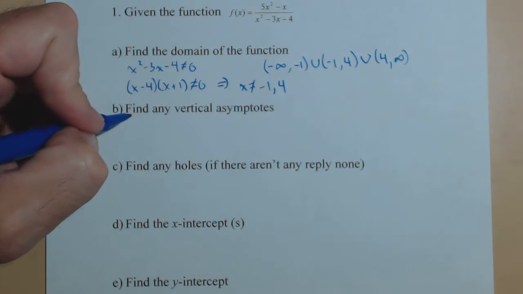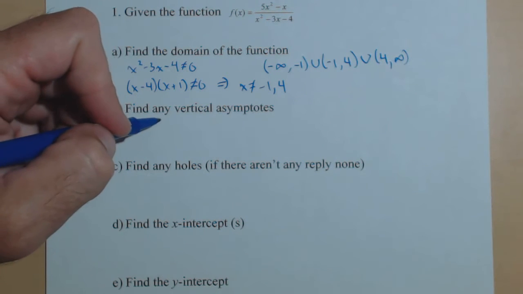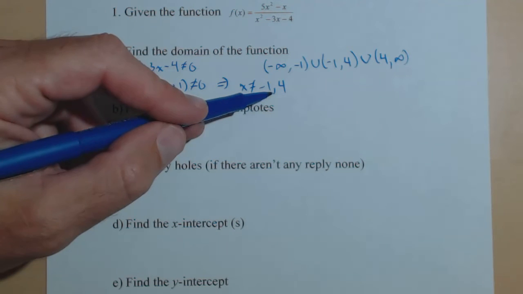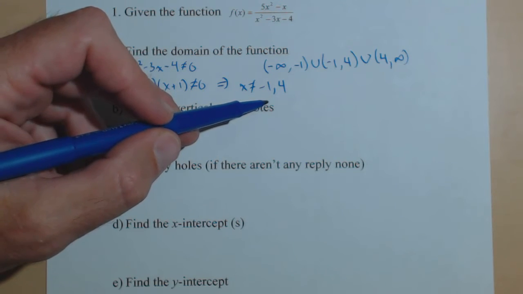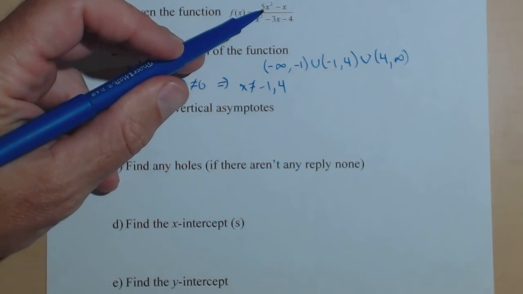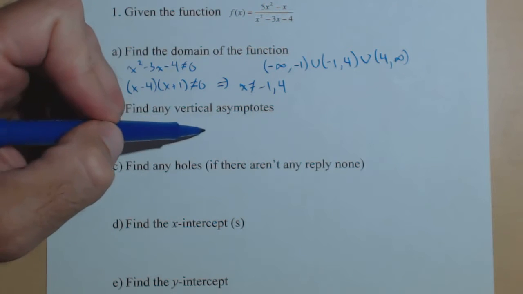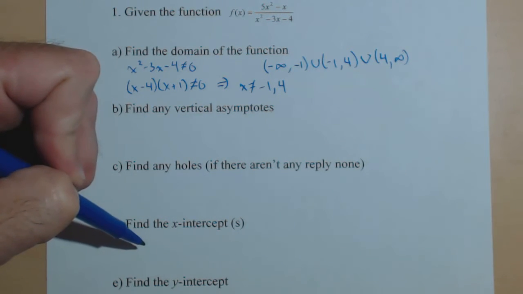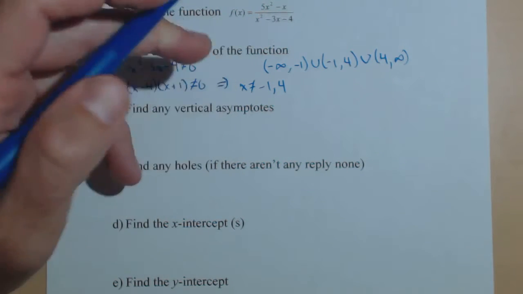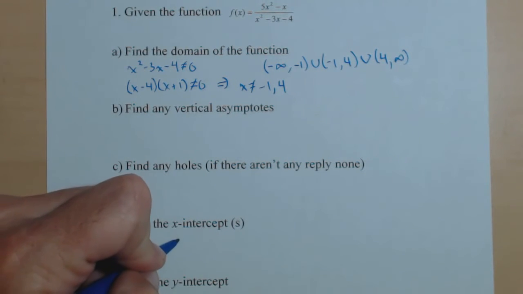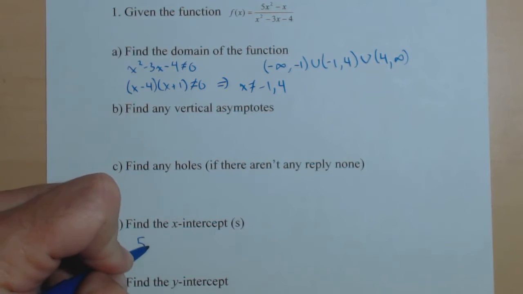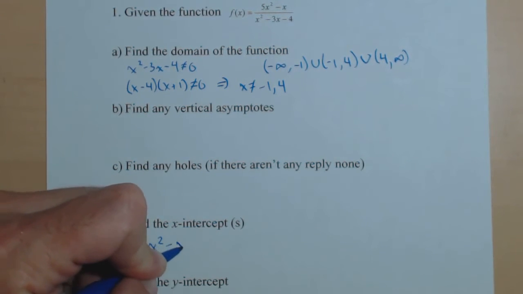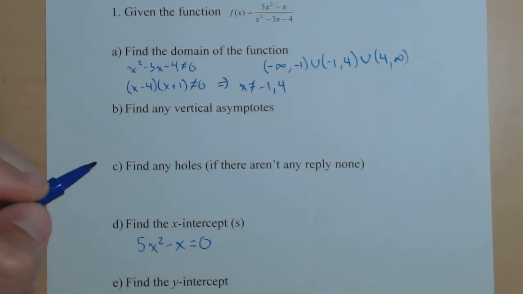And there's our domain. The vertical asymptotes are any points we don't want to include in our domain that are not zeros of the numerator. So I'm actually going to come back to this one, to B and C, because they're related, and find if there's any x-intercepts. That's where we set the numerator equal to 0. Again, I know it's hard to read in the video. It's 5x squared minus x equals 0.